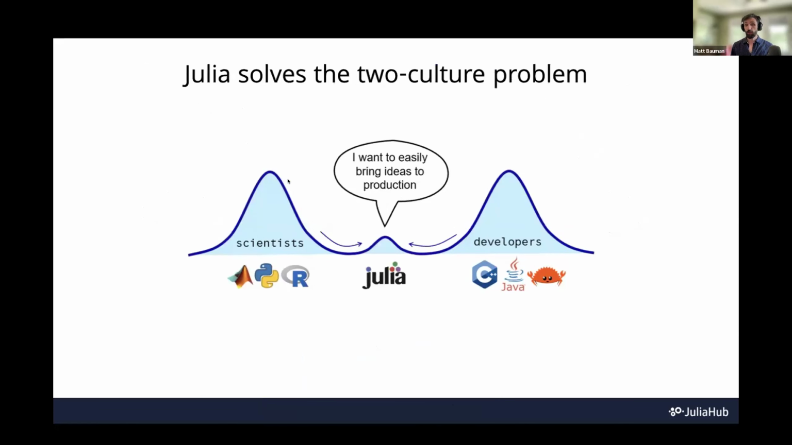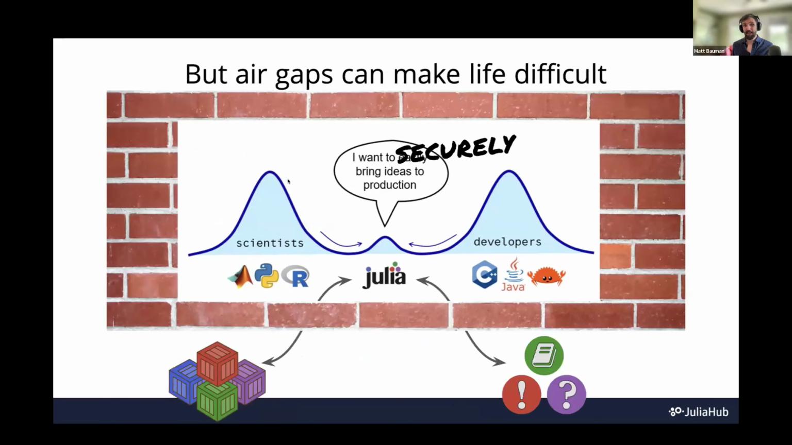They want to work with best practices and figure out exactly how to best express this in a performant way. And that's where Julia excels, right? It brings these two cultures together into one language, one way of expressing your problems that both developers and scientists can collaborate on to easily bring ideas into production. Of course, this picture changes if you want to securely bring your ideas into production, right?